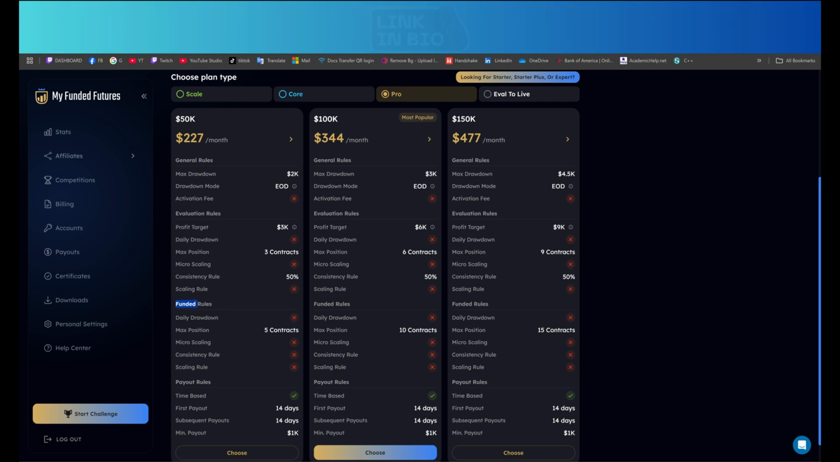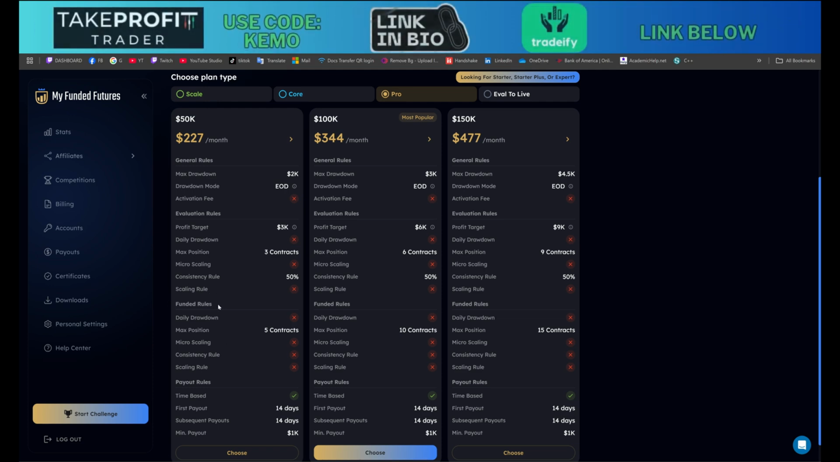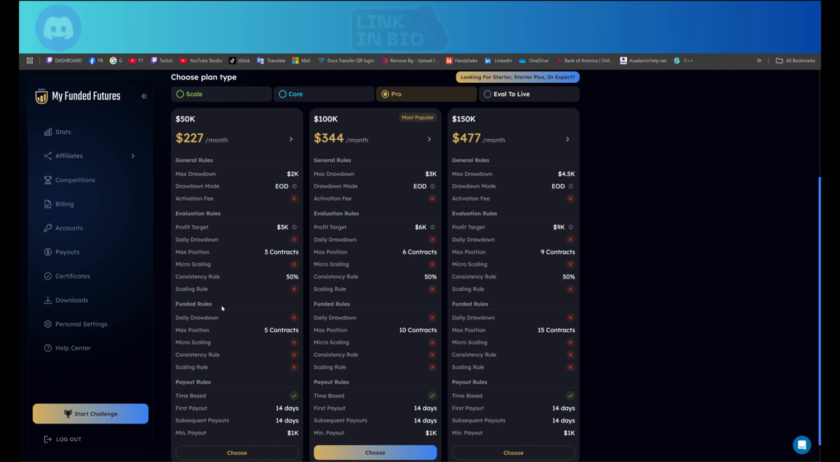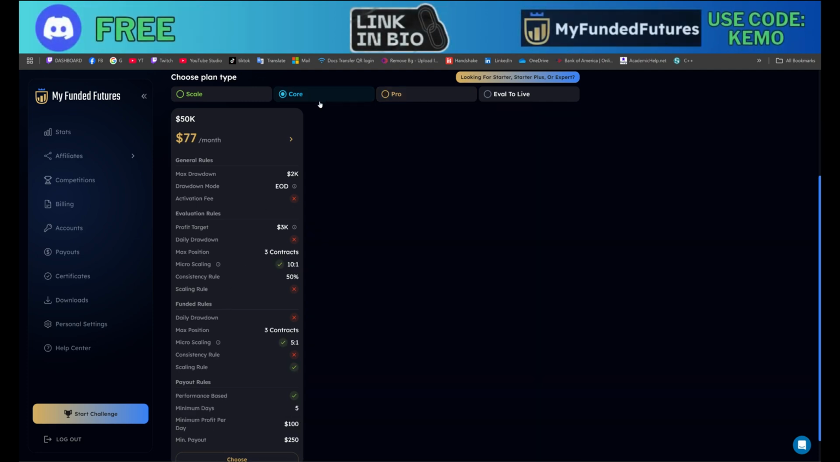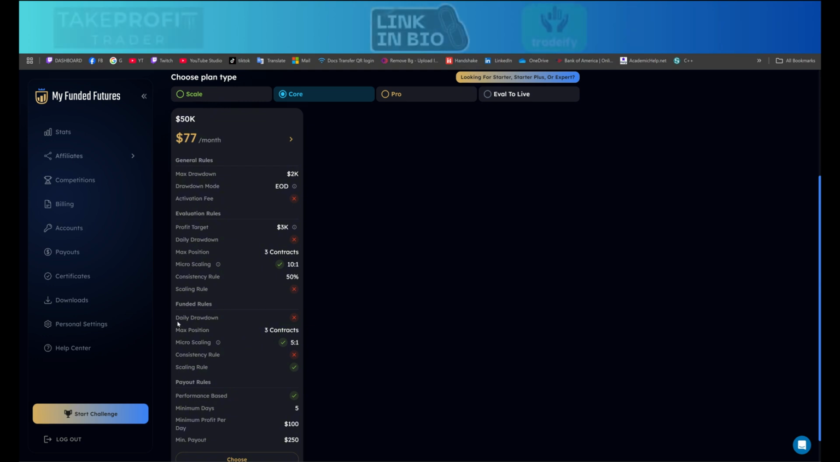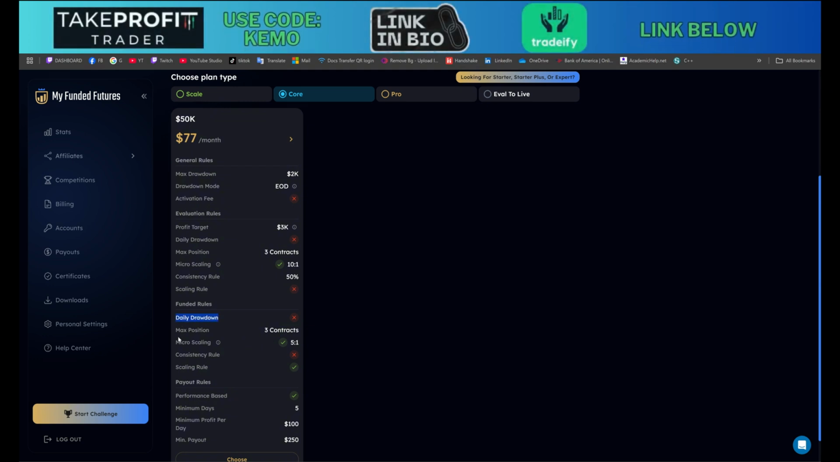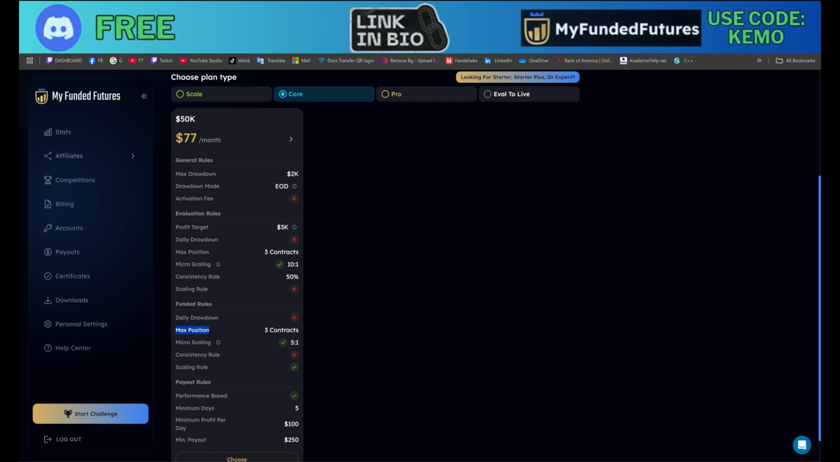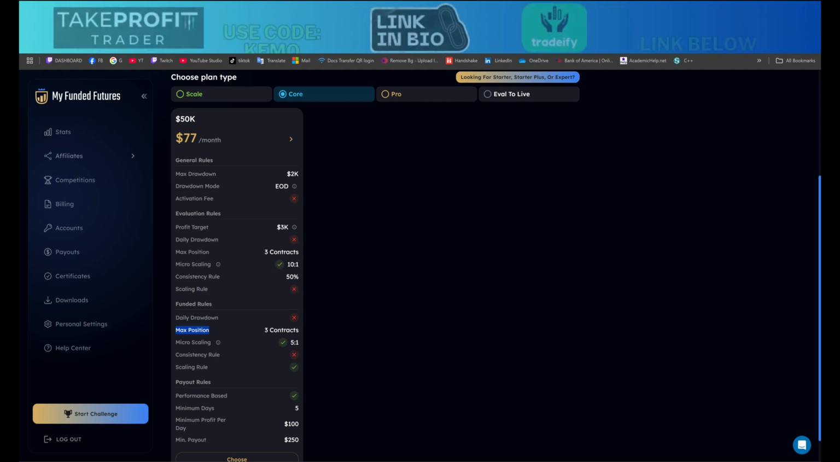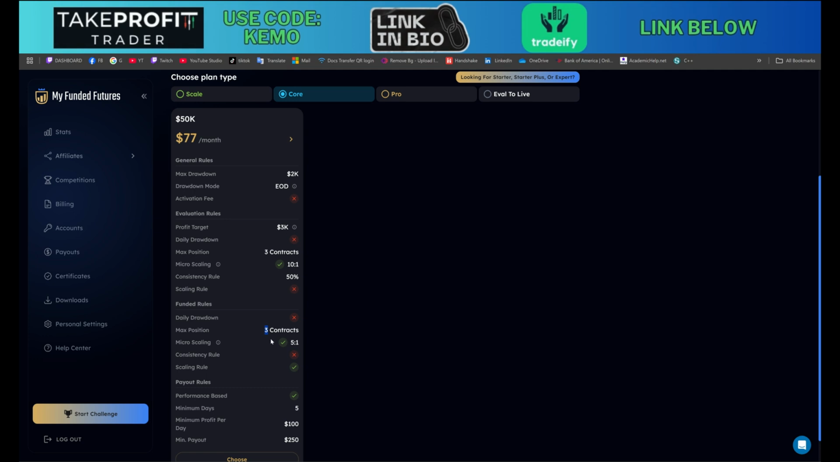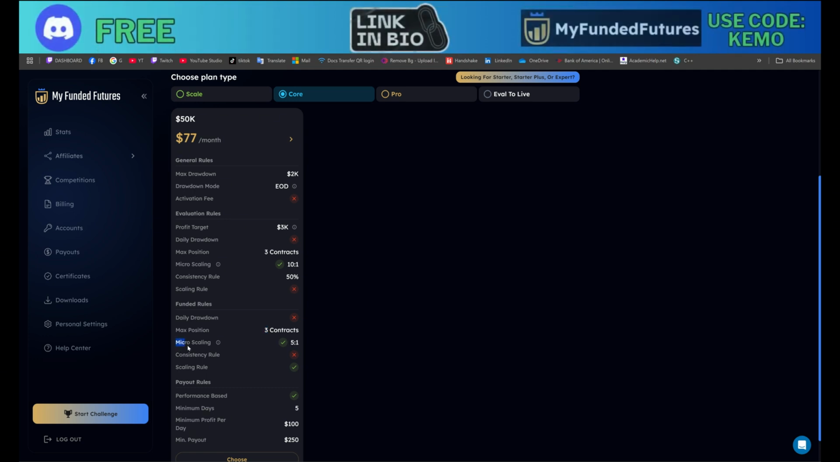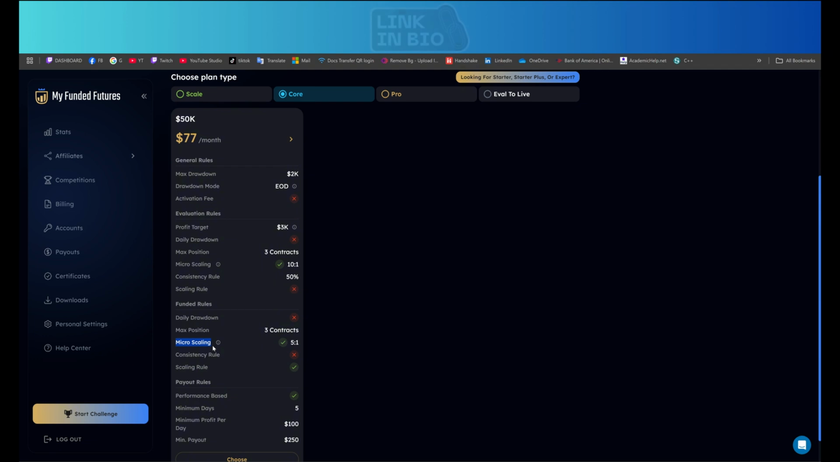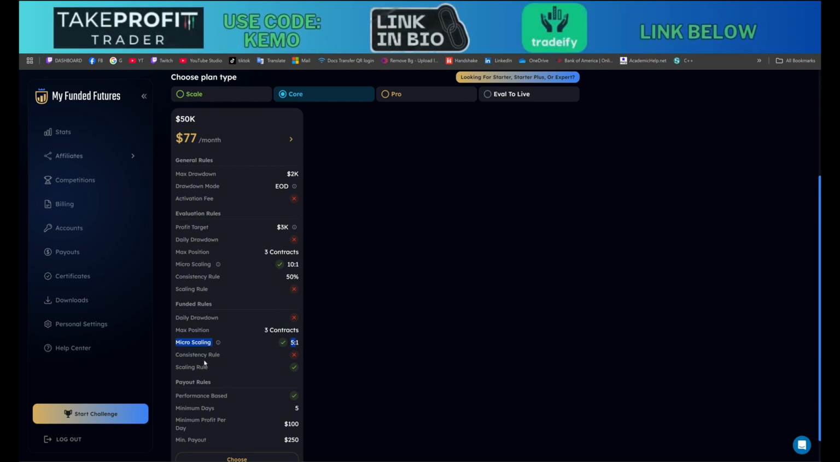Coming here to the funded rules. So those are the rules that you'll have to worry about on the funded phase. And going back to the core plan here, you have still no daily loss limit. You have a max position size of 3 contracts of mini or 15 micros. And this is where this 1 to 5 comes in. So you have 3 minis or 15 micros. And this is what this micro scaling means, that 1 to 5.